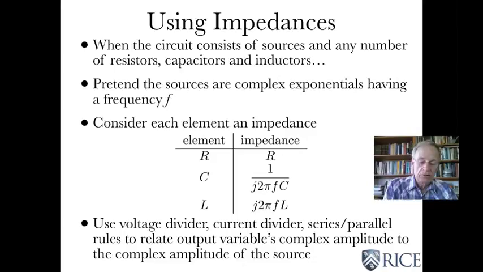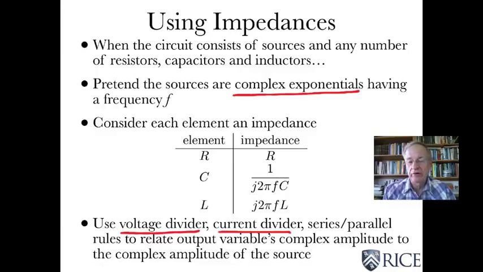So when the circuit consists of sources and any number of resistors, capacitors, inductors, it doesn't really matter. You can pretend the sources are complex exponentials having some frequency f, and then you consider each element to be an impedance, a complex valued resistor. And now you can use all the tools we've already had, voltage divider, current divider, series-parallel rules, to figure out how the output's complex amplitude is related to the complex amplitude of the source.